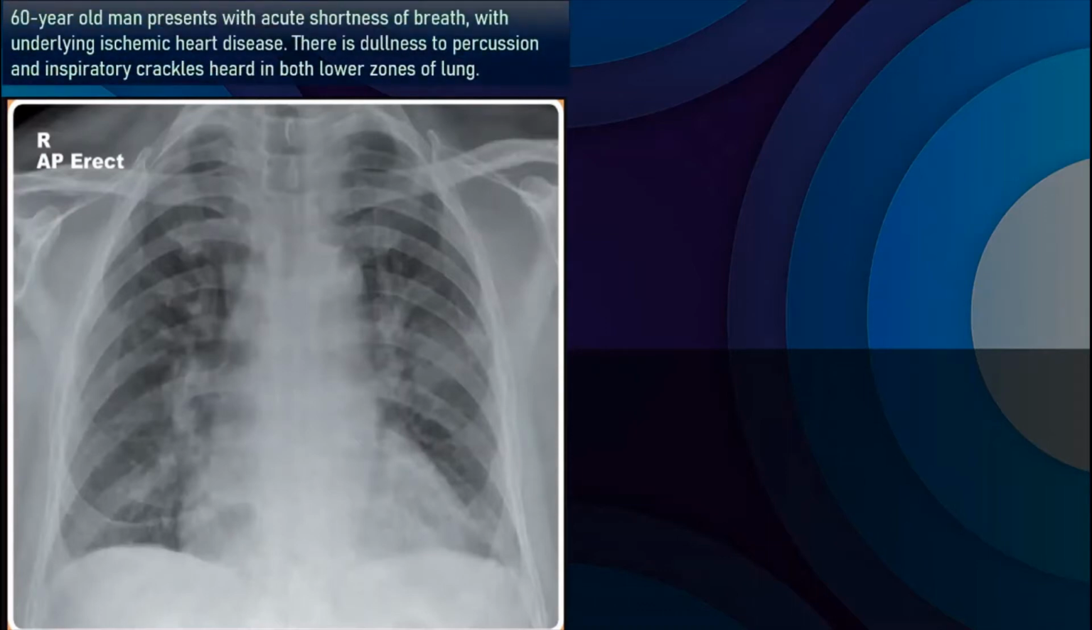First case, 60-year-old man presents with acute shortness of breath with underlying ischemic heart disease. There is dullness to percussion and inspiratory crackles heard in both lower zones of lungs. Let's go through this chest X-ray now.